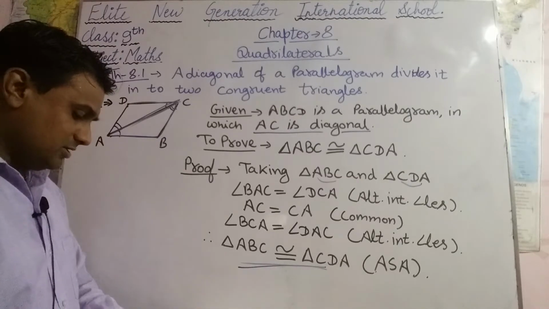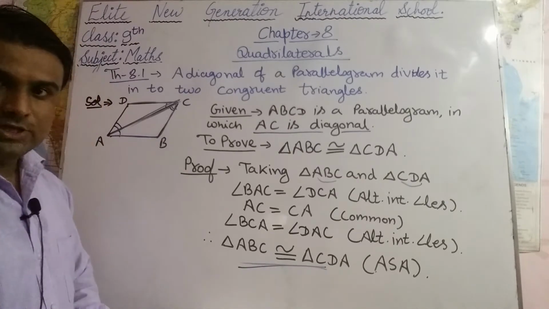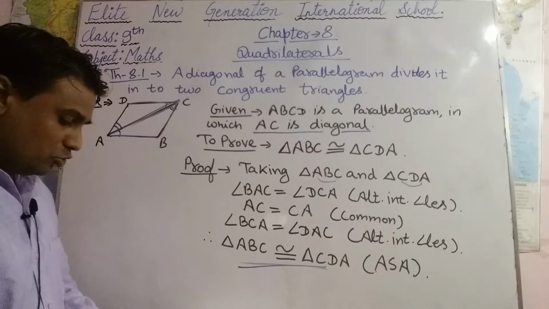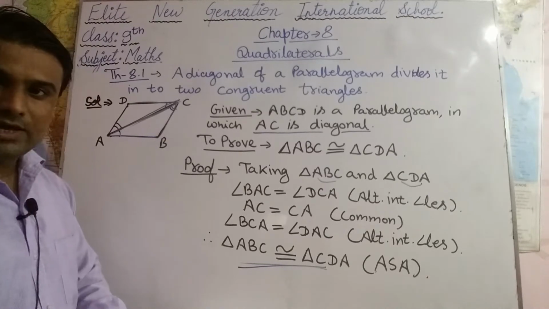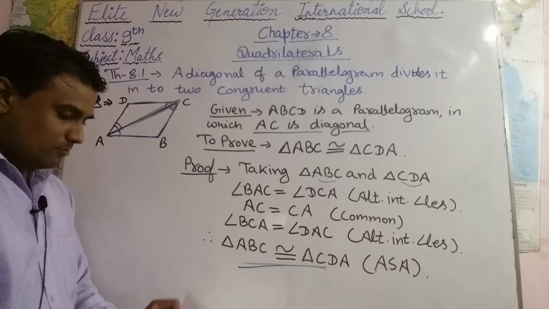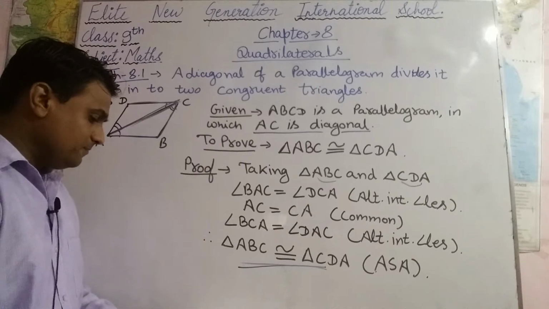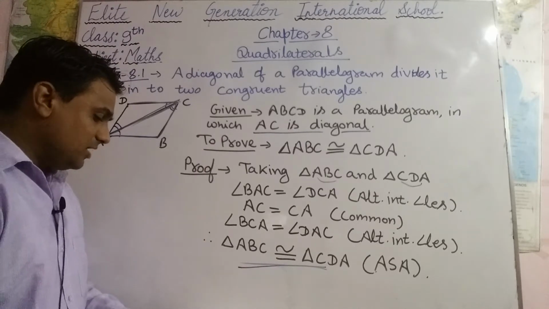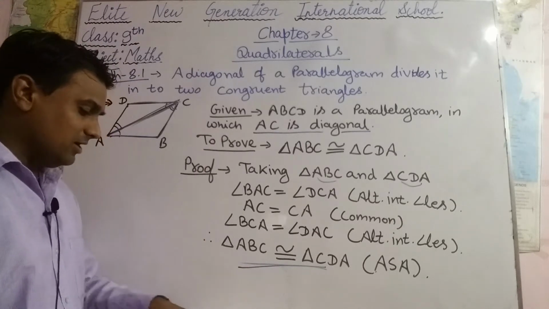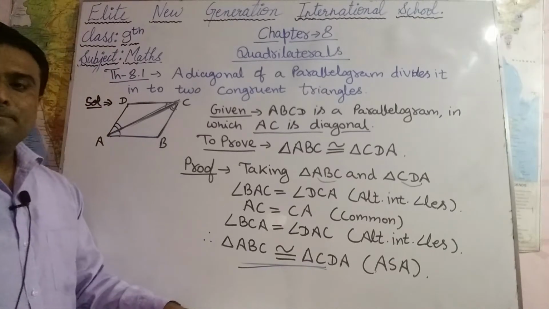Before the exercise you have to complete all these theorems. Theorem 8.2: in a parallelogram, opposite sides are equal. You have to prove this theorem also. After this, theorem 8.3: if each pair of opposite sides of a quadrilateral is equal, then it is a parallelogram.